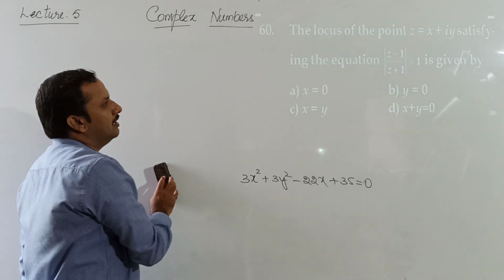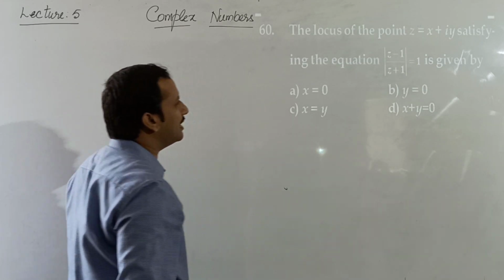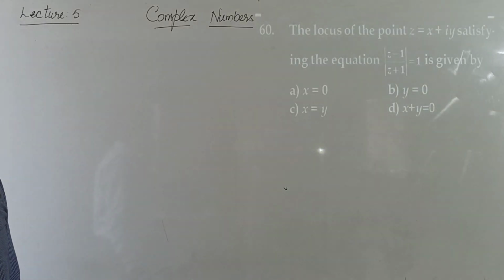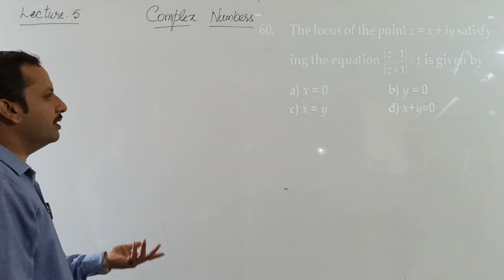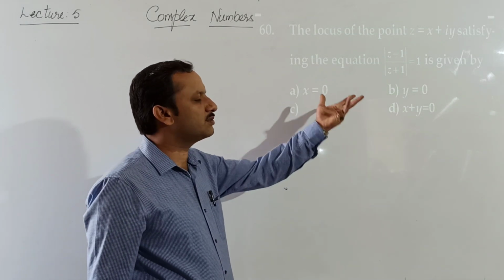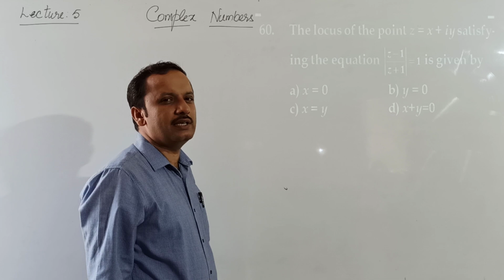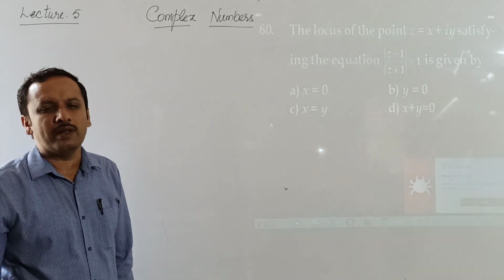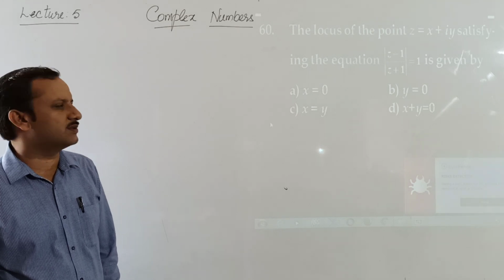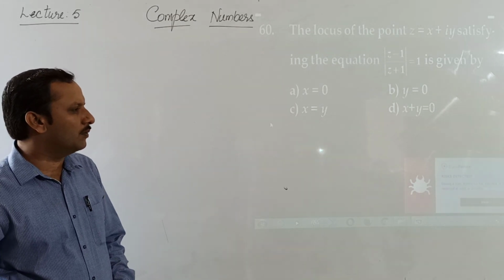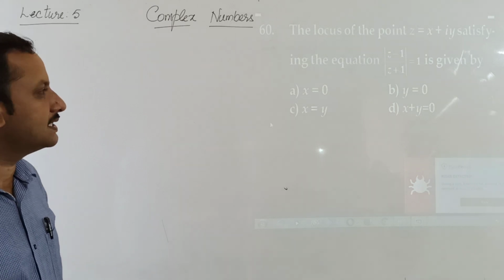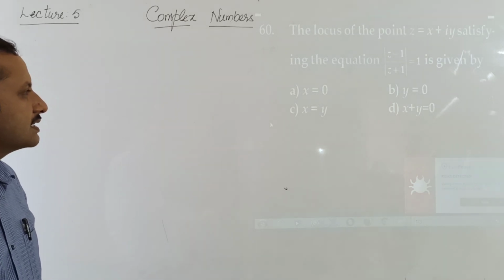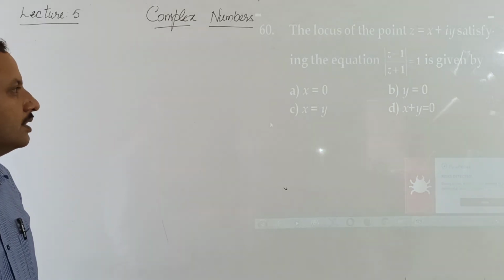Look at the next question. The locus of the point z equal to x plus iy satisfying the equation mod of (z minus 1) by (z plus 1) equal to 1. It is the perpendicular bisector of the line joining 1 and minus 1, right? 1 and minus 1 means (1, 0) and (minus 1, 0), which is nothing but the y-axis. Y-axis, its equation is x equal to 0.